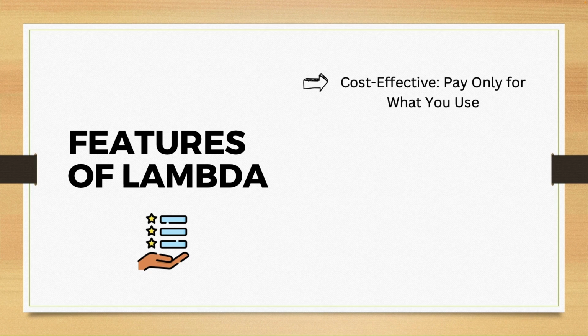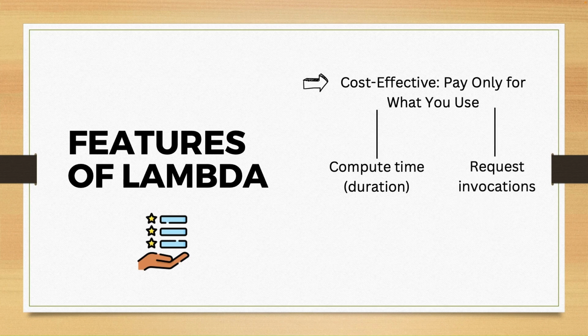Unlike traditional server deployments where you pay for infrastructure even during idle periods, Lambda operates on a pay-per-use billing model. You're charged based on two key factors. Compute time: the amount of time your function takes to execute is measured in milliseconds. You are billed based on total compute time used across all your functions per month. Request invocations: each time your Lambda function executes in response to an event, like an API Gateway request or S3 upload, counts as a request. You are billed based on the number of requests processed per month.